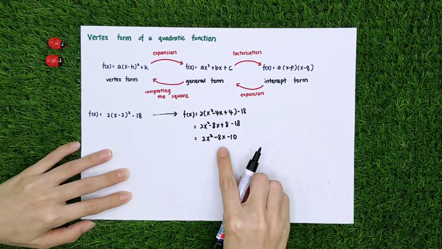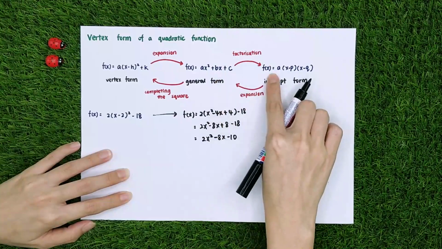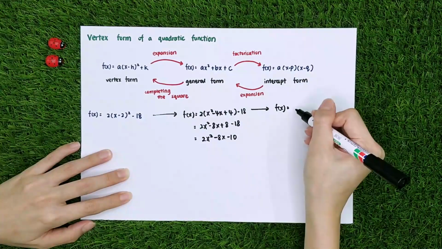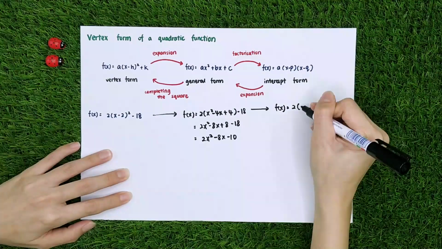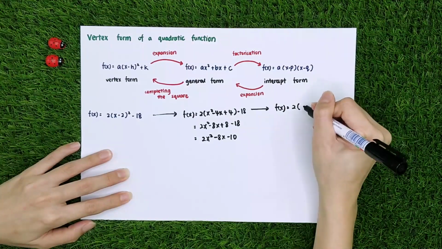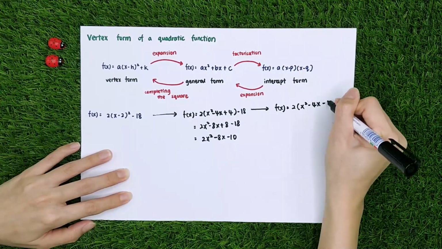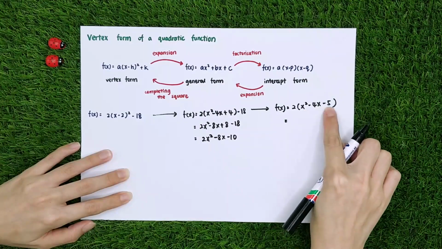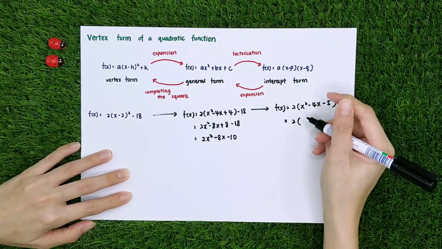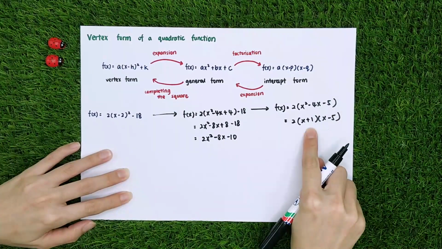Okay, this is my general form. If I want to change to intercept form, then I have to factorize it, which is I will make sure the coefficient of a is equal to 1. So I will divide the whole equation by 2. Then I will get x squared minus 4x minus 5. Okay? Then I will factorize the x squared minus 4x minus 5, and I will get (x plus 1)(x minus 5). This is my intercept form.